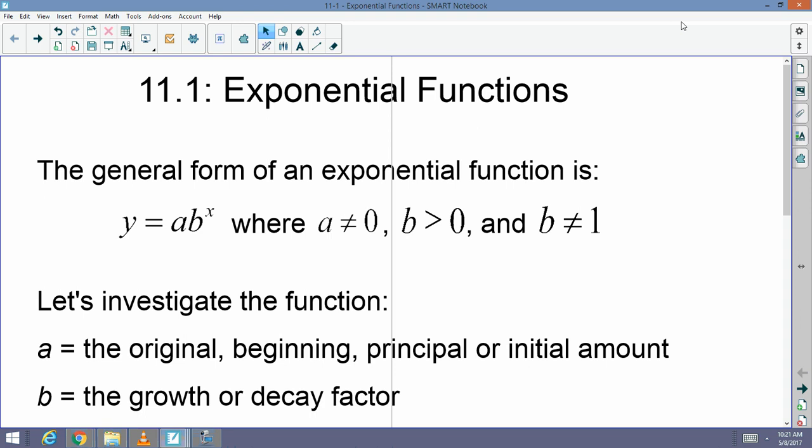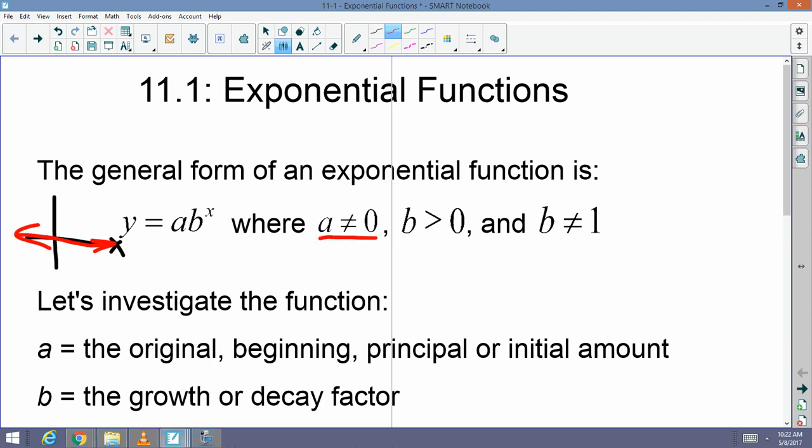Exponential functions, my friends. The general form of an exponential function is y equals a times b to the x power, where a cannot equal 0. If a equals 0, 0 times anything is 0, and then all you have is a constant function of y equals 0, which is a horizontal line going through the x-axis. So a cannot equal 0.